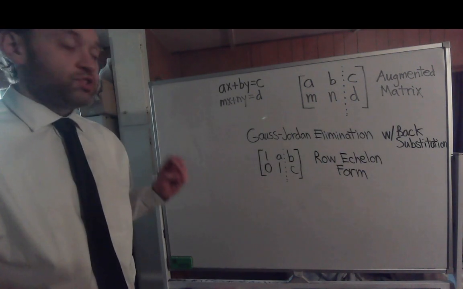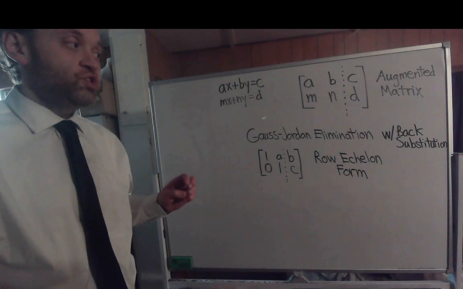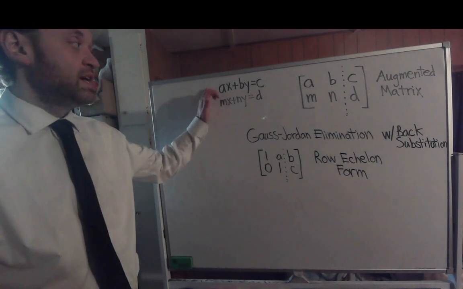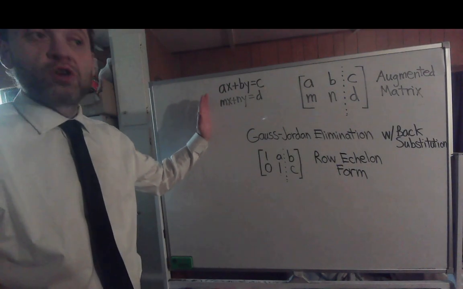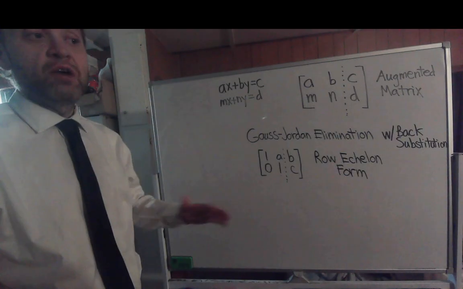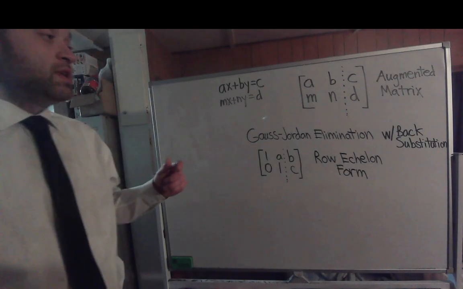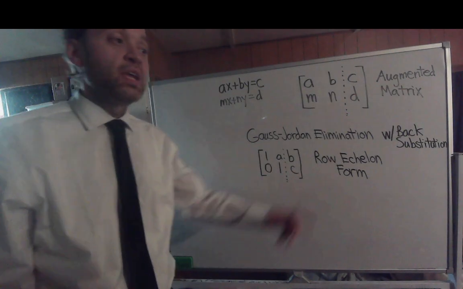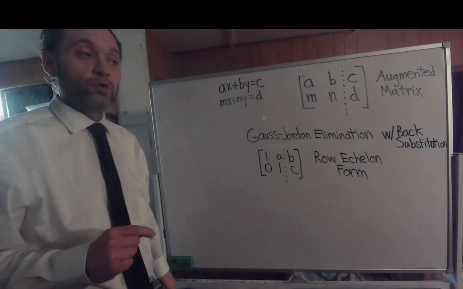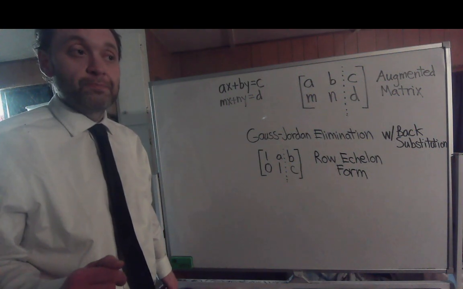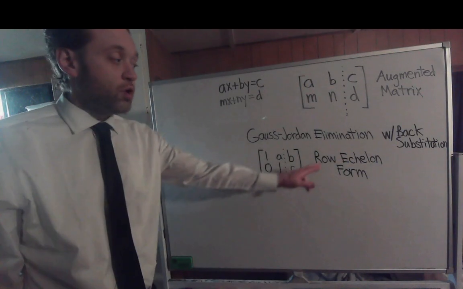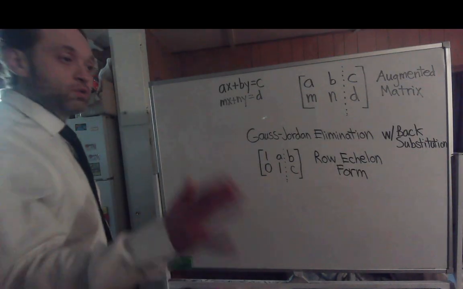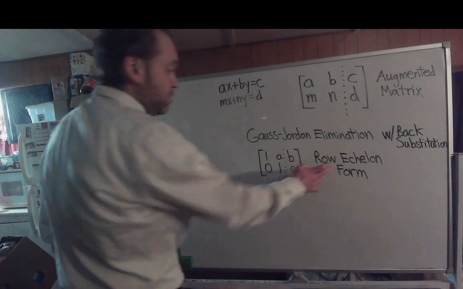The idea of Gauss-Jordan elimination with back substitution is you're going to do some elementary row operations, much like we did before when we left the equations in the normal form without turning them into a matrix, and we did the elimination method. The idea is we're going to get this into what is called row echelon form. Now there is a reduced row echelon form which we will talk about in the next lesson. But the general row echelon form is different than reduced row echelon form. All you need to worry about for today's lesson is the regular row echelon form.